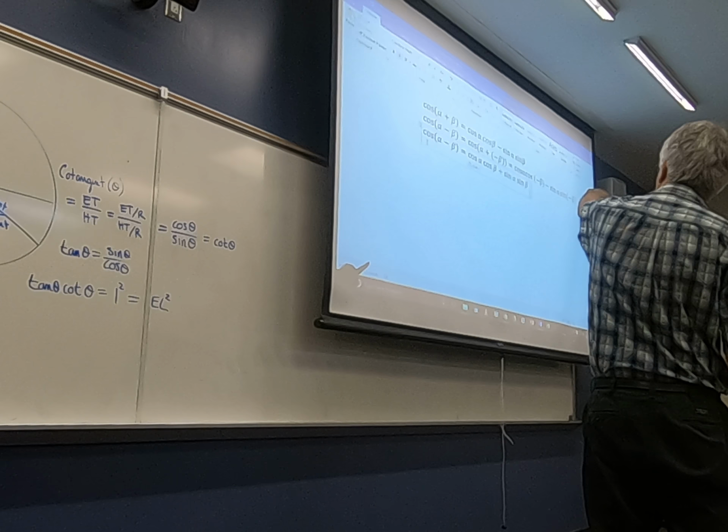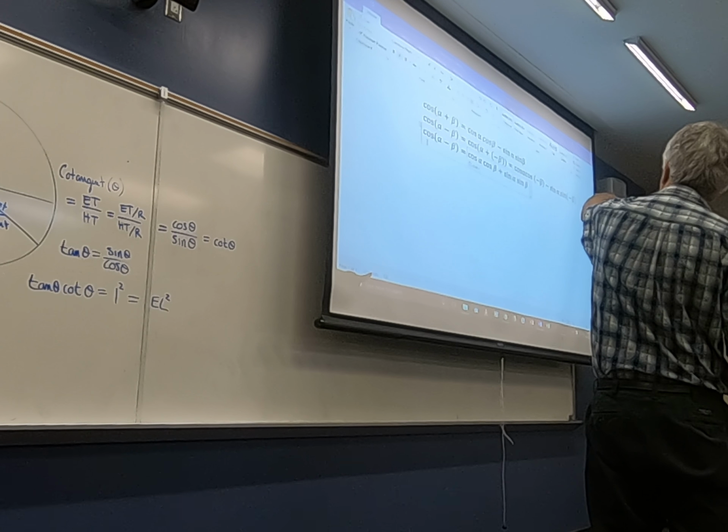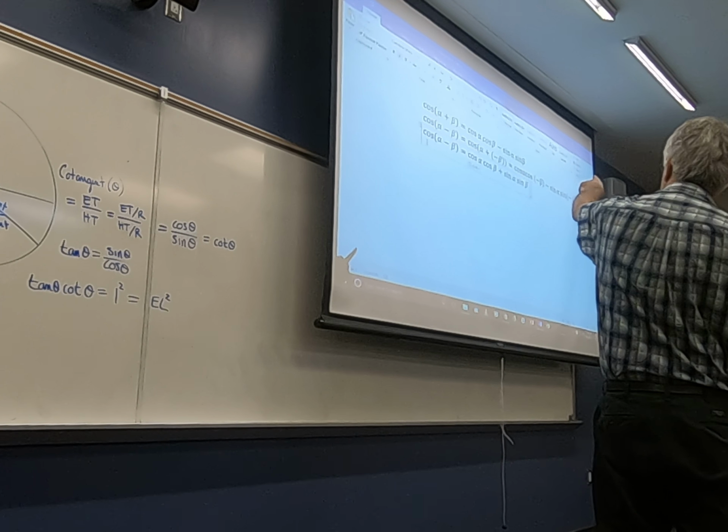So sine alpha sine beta. Okay, so what does that say? That says that this is equal to that. Right, so the cosine of the difference is the sum of those products. They're both cosine, cosine, sine, sine. Well, I mean, they're both the same trig function.